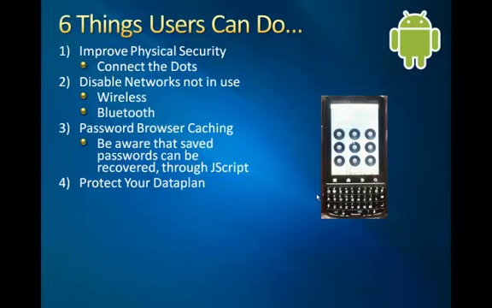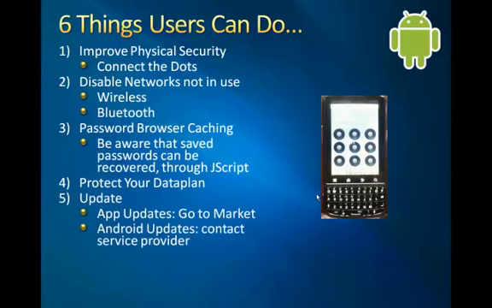Let's see, number 5. Updates. App updates go to the market. If you don't have automatic updates set up on your phone, then you'll have to manually go to the market and do your app updates. For Android updates, contact your service provider, and they should be able to help you with that.